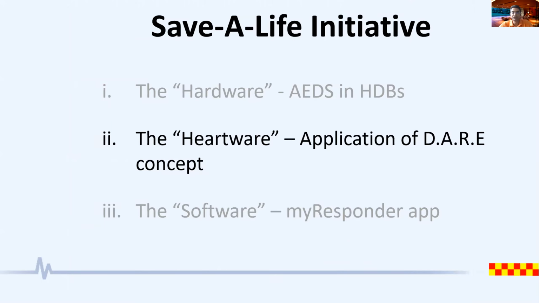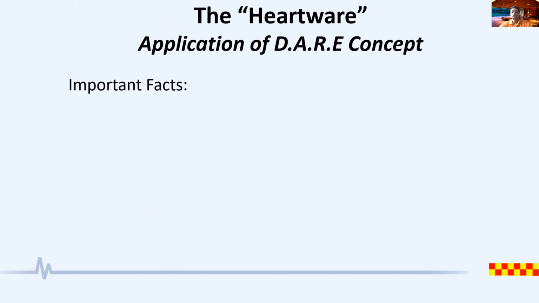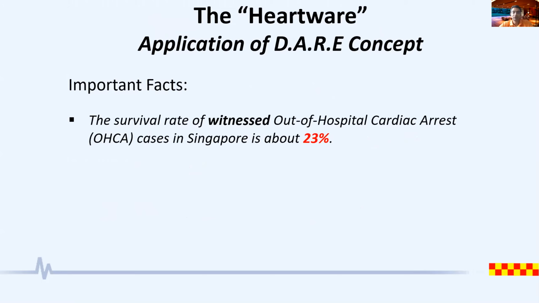The application of the D.A.R.E concept. So some facts about out-of-hospital cardiac arrest cases. The survival rate of witnessed out-of-hospital cardiac arrest in Singapore is about 23%. So whenever there's a witness who is there to assist, there's a survival rate of 23%. Chances of survival increase by 2 times or more with early CPR and defibrillation.